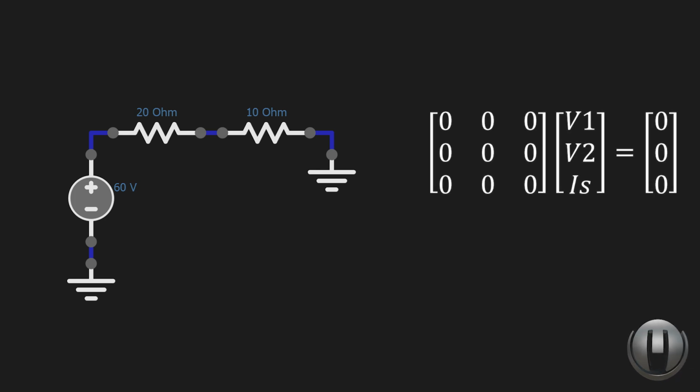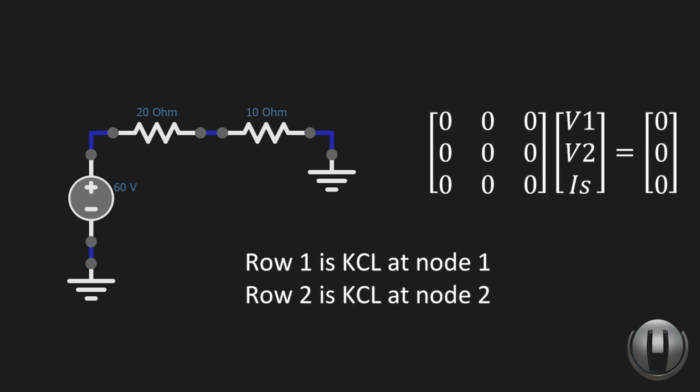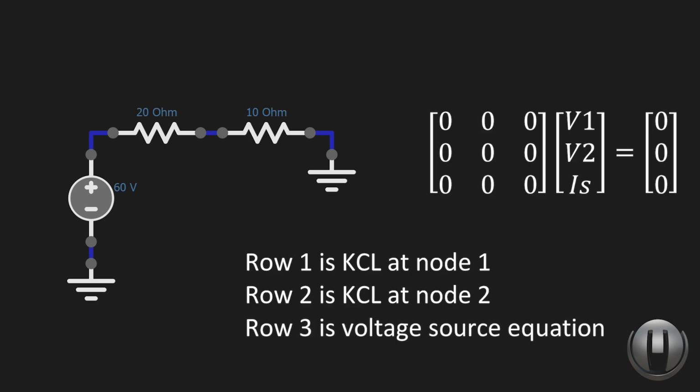Let's construct the system of equations, but now we will start with the system represented in matrix form and fill out the empty values as we go along, handling one component at a time and adding its contributions at each node directly to the system of equations in matrix form. Now we have row 1 is Kirchhoff's current law KCL at node 1, row 2 is KCL at node 2, row 3 is the voltage source equation.